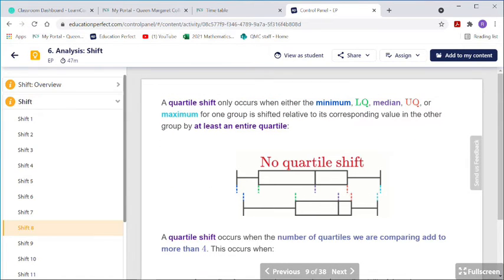So here they give you a little animation. If the two quartiles are within the same range, then there is no quartile shift. But if one of the quartiles is shifted above or below the other by a full measure, so I'm just going to stop this here.